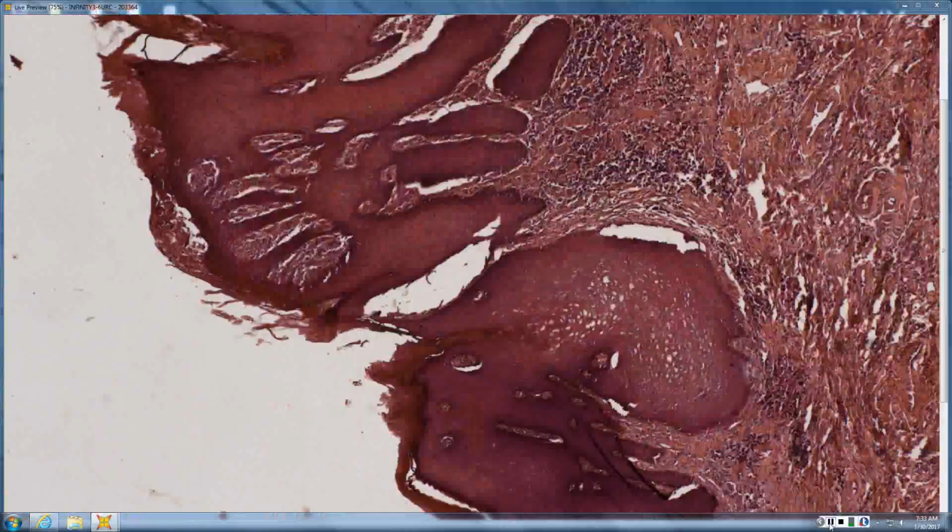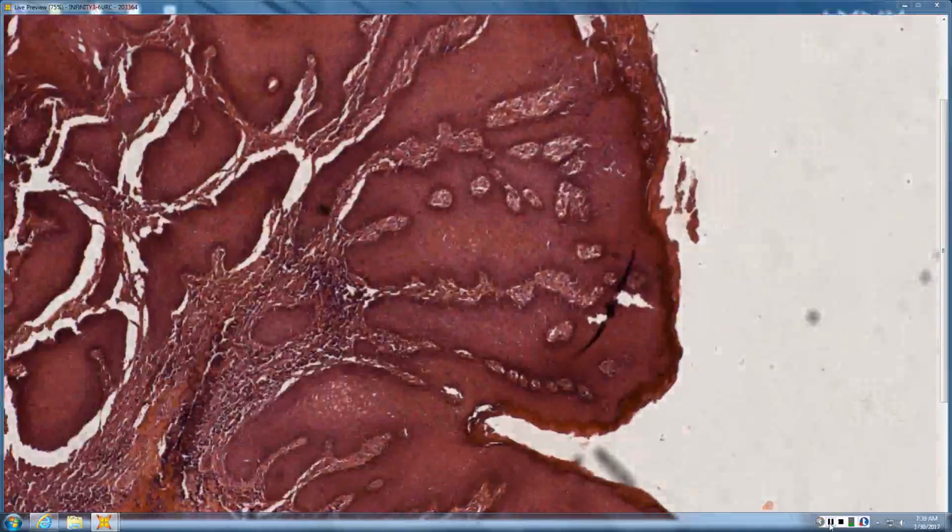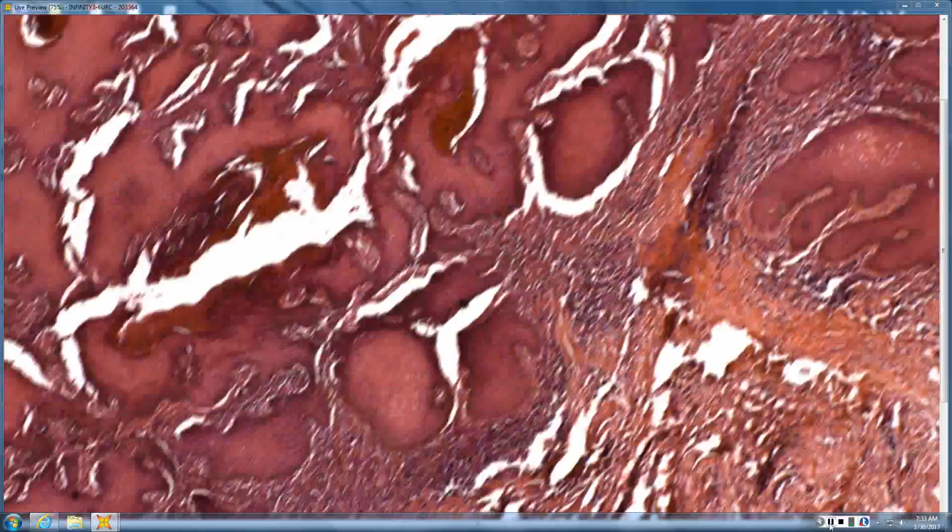This whole thing looks like it would be kind of warty, right? Any kind of warty thing that relates to syphilis? Condyloma lata. Condyloma lata. Very good.